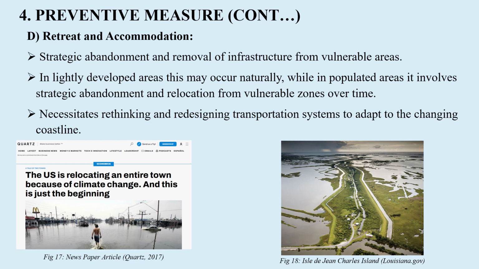Another method is a retreat method. A retreat strategy is a simple method of directly ignoring the issue and addressing the consequences. The approach of retreat and accommodation involves strategically abandoning and relocating the infrastructures in vulnerable areas. In less developed regions, this might happen naturally over time, whereas in a densely populated area, it requires intentional planning and reallocation of infrastructures away from the risk zones. Moreover, this strategy necessitates rethinking and redesigning transportation systems to adapt to the changing coastline.